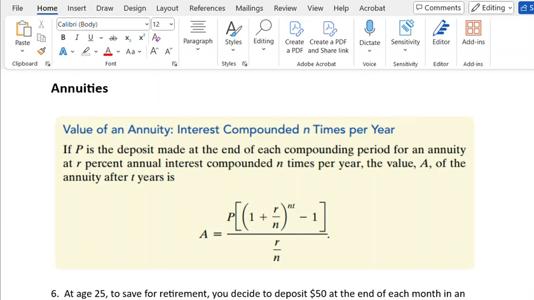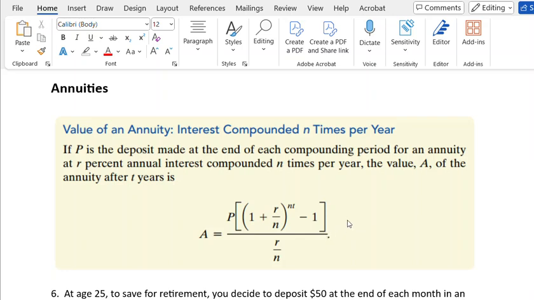In this video, we're going to talk about annuities. An annuity is when we make deposits at the end of each compounding period. So an annuity is different from the compound interest formula in that when we use the compound interest formula, we are making one deposit at the beginning of the time period. When we have an annuity, instead of that, we are putting money in at regular intervals throughout the time that it is invested. So while we are gaining interest on our investment, we are also increasing the principal amount.